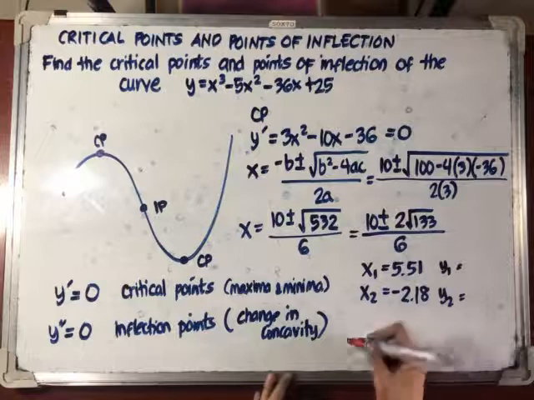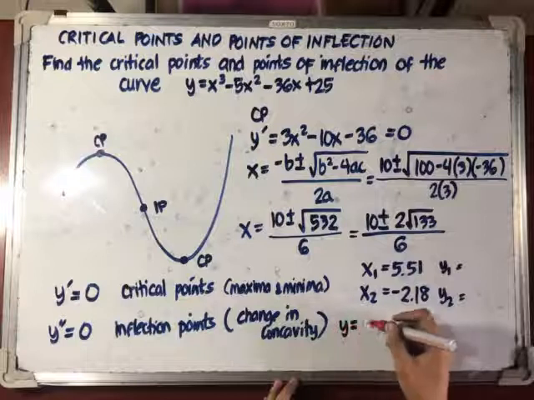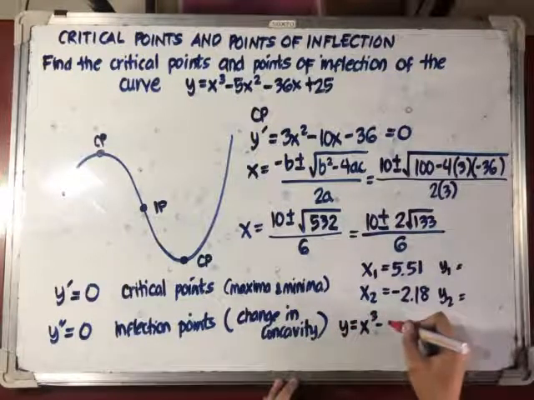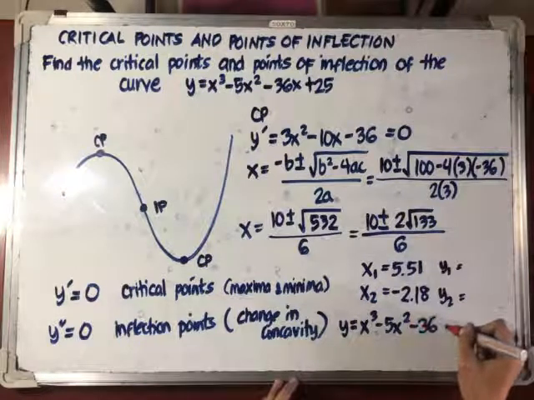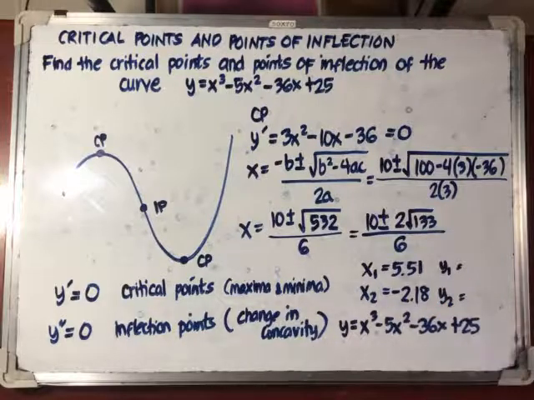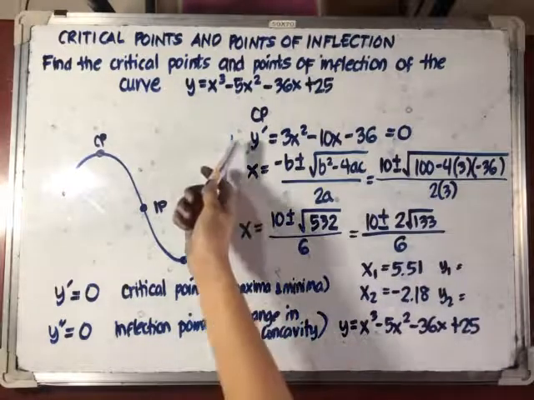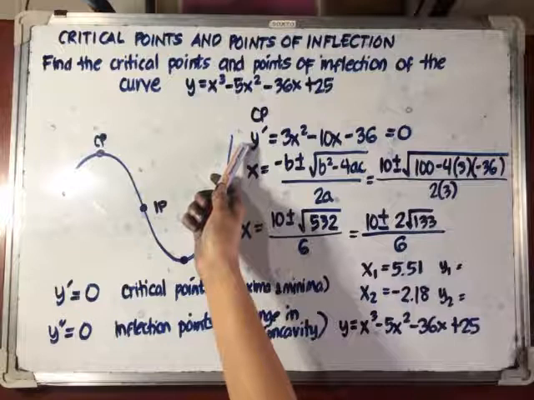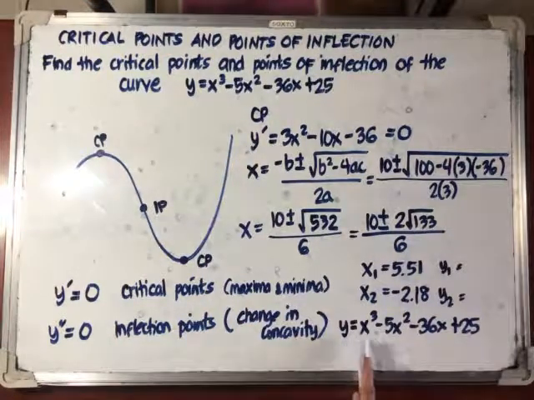Oh, now we go back to our original equation. Y is equal to x cubed minus 5x squared minus 36x plus 25. Ulitin ko lang, when computing the y coordinate, babalik ka dapat sa original equation mo. Hindi mo siya isa-substitute kay y prime, because you're not computing y prime here, you are computing y. Kaya dapat, doon mo siya sa curve na yan i-substitute.